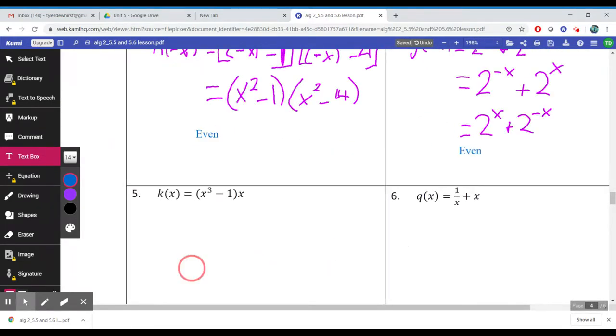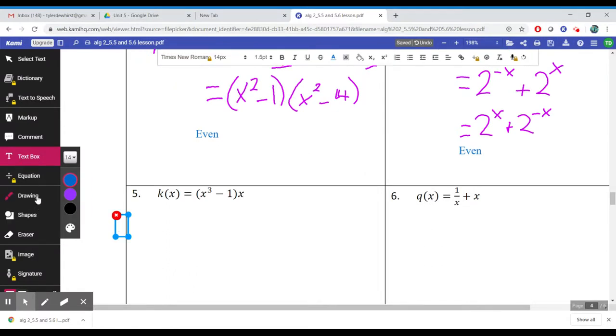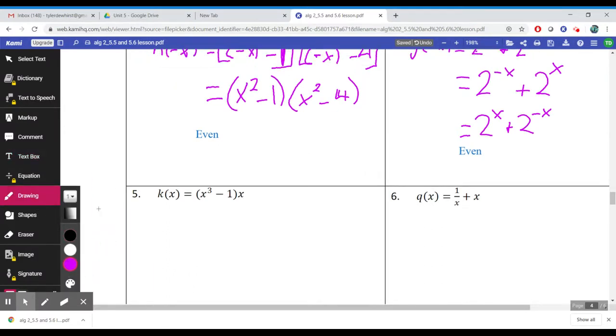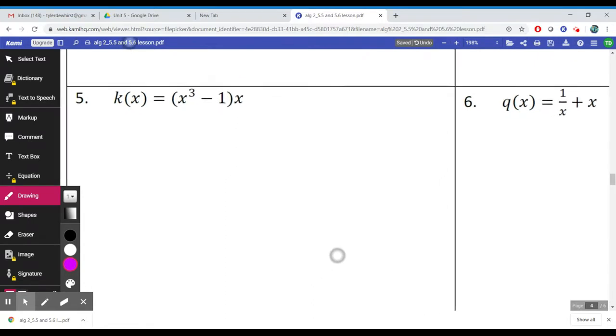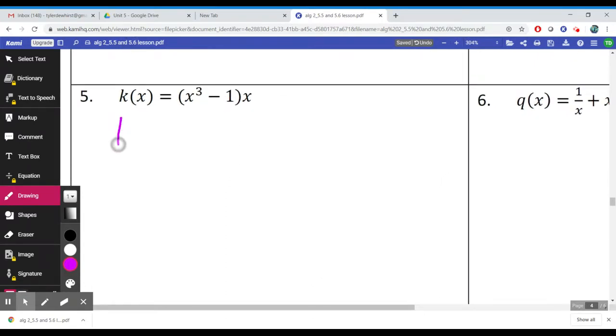We'll take a look at number 5 together next. So first, let's find out what k of negative x is equal to.